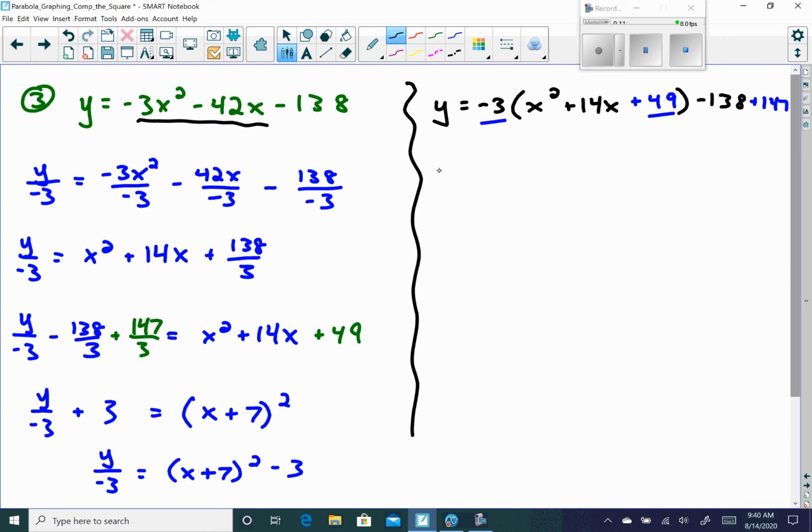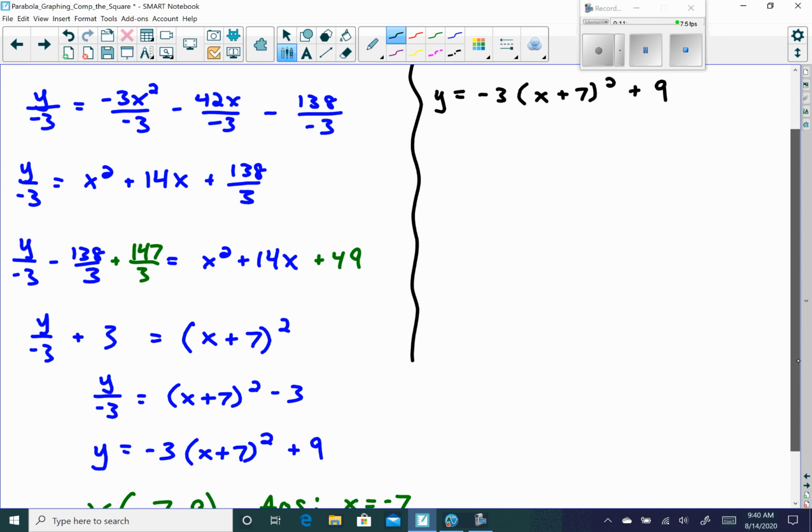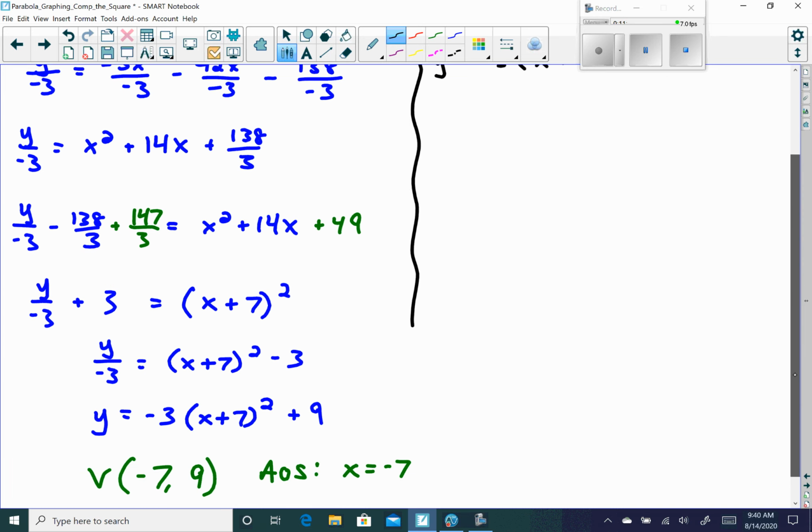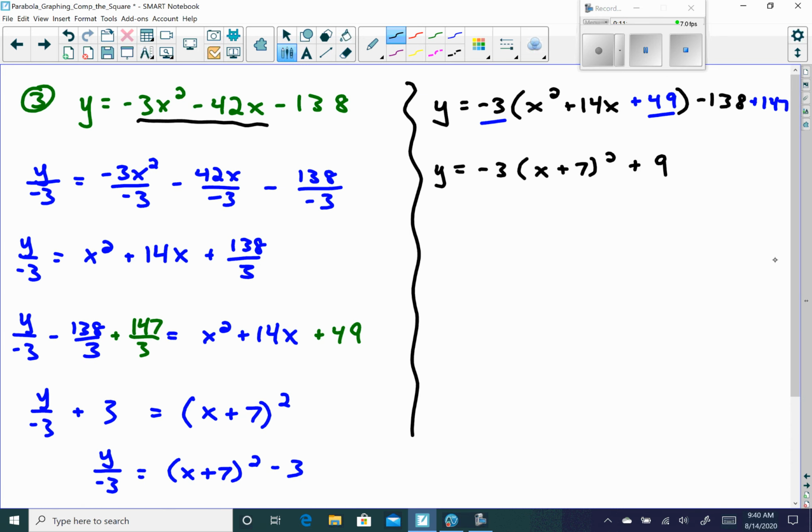So now this gives me y equals negative 3 times the quantity x plus 7 squared. And then over here, I get the positive 9 again. So we can see that those match. Same vertex and axis of symmetry. Again, because a is negative 3, our parabola is going to open down. Pause the video again, graph the standard form as well as the vertex form to check. Check your axis of symmetry and the vertex as well. So pause the video.